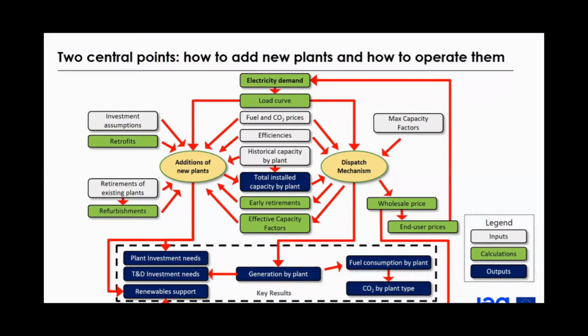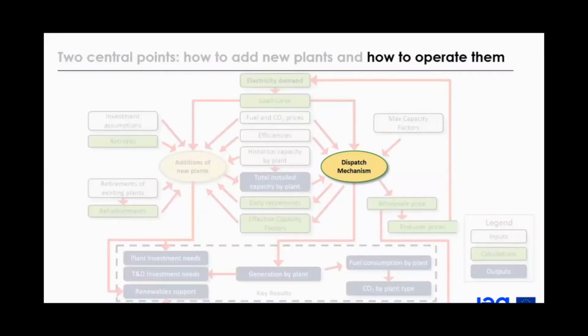If you look at this diagram, the main inputs to operate the plants are, of course, the installed capacity, which was an output, outputs are in blue, of the capacity mechanism. Once we have capacity, the main drivers are fuel and CO2 prices, efficiencies, historical capacity, and maximum capacity factors. The output of this is generation by plant, and we will see at a later stage fuel consumption and CO2 emissions by plant type. So we're really focusing on this part of the model.